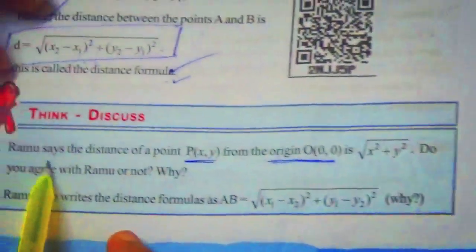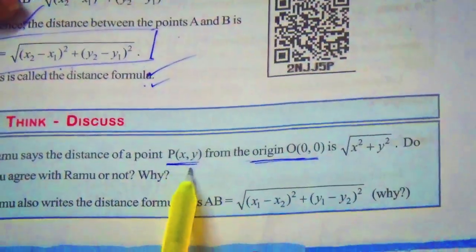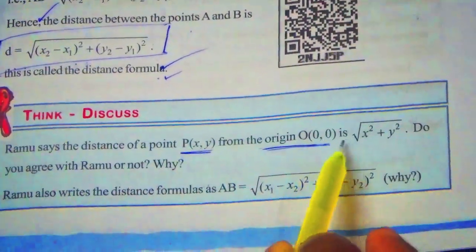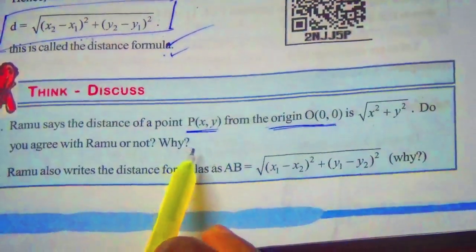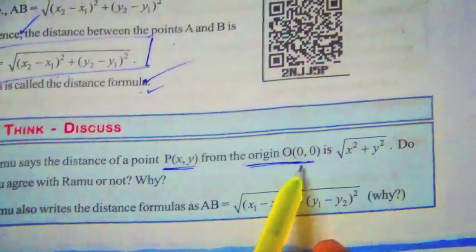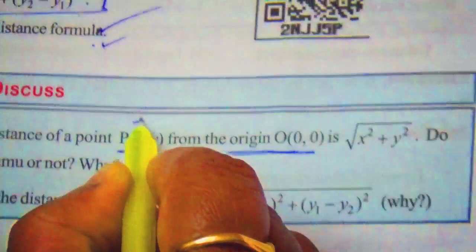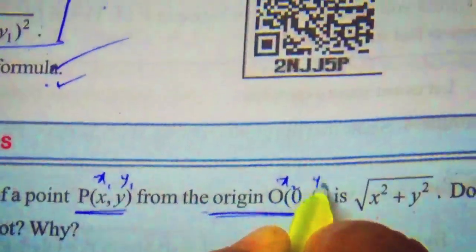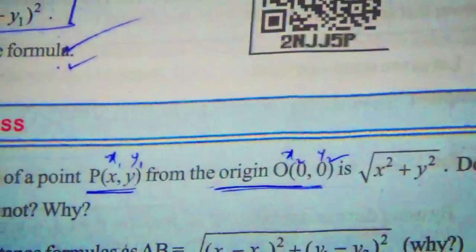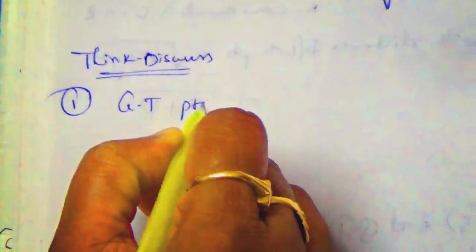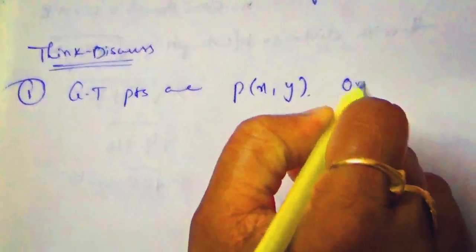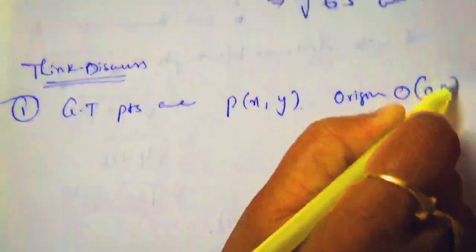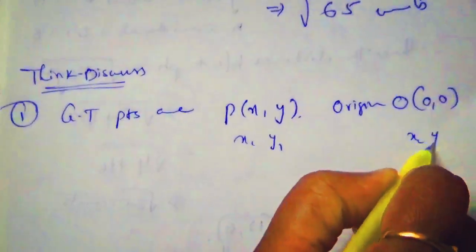Here also Ramu said the distance of a point P(x, y) from the origin (0, 0) is the square root of x square plus y square. Do you agree with Ramu or not? Why? Because for one point which is (0, 0), we have x1, y1, x2, y2. So when you substitute these points, the given points are P(x, y) and origin O(0, 0).